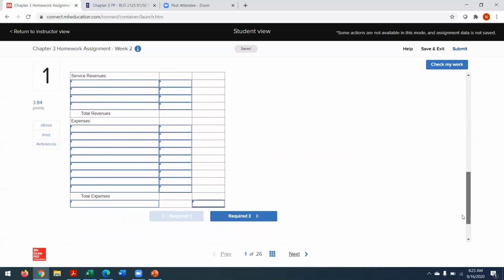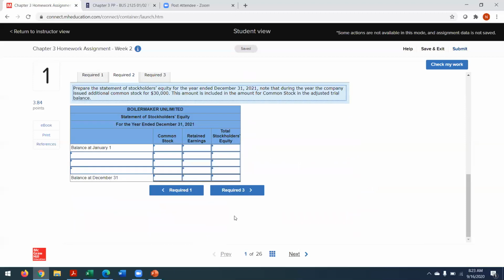After you do the income statement, then I want you to work on your statement of stockholders' equity. Then we'll work on the balance sheet together. So I'm going to turn off the recording for a couple minutes just so you have time to work on it.